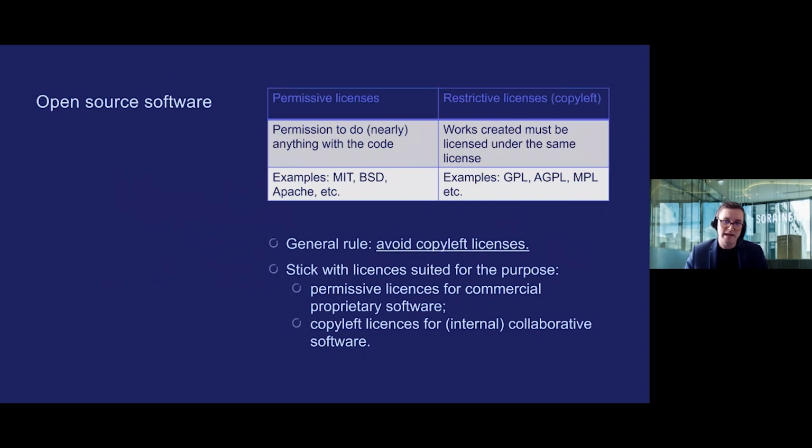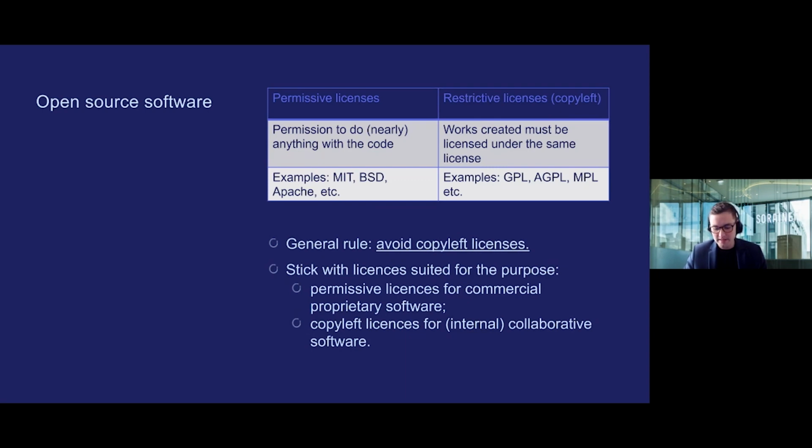To summarize, we have two separate categories, which are permissive licenses and restrictive licenses. Permissive licenses allow to do anything or nearly anything with the code. Some examples of permissive licenses are MIT, BSD, Apache, whereas restrictive licenses can be used essentially freely, but any derivatives, any modifications must be licensed under the same license. And therefore, marketing of these derivatives and modifications is very difficult.